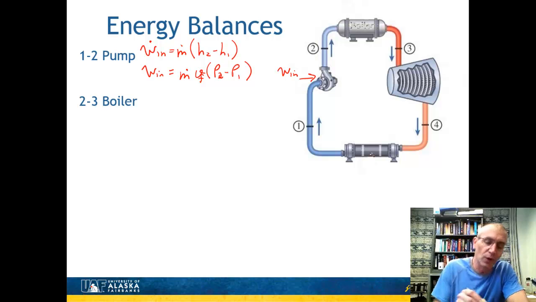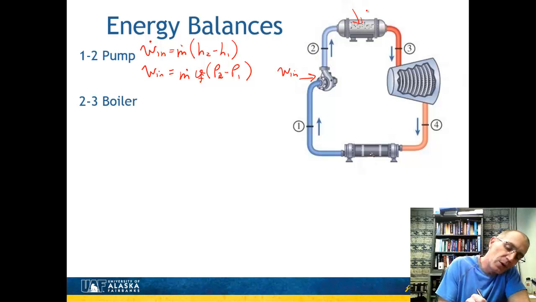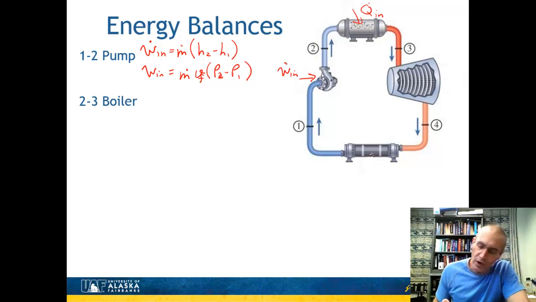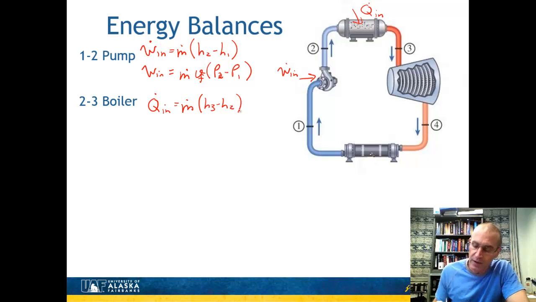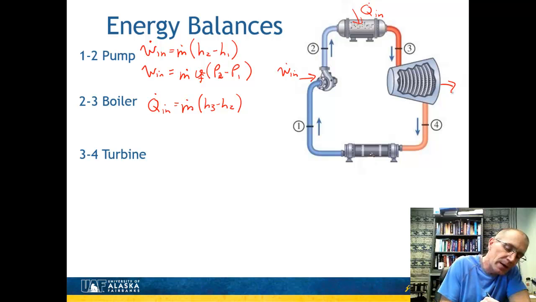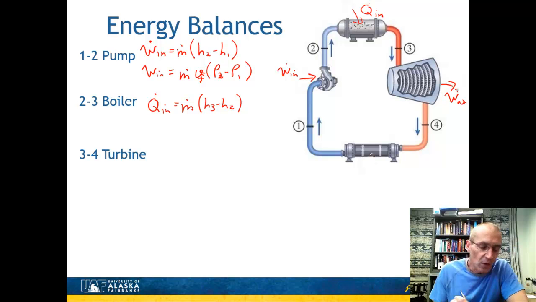Now let's go ahead and look at the boiler. The boiler's up here. This is going to have some heat going in. Again, we'll just talk about these all on a rate basis. So if we write the energy balance there, the energy that's going in, Q in, is going to be equal to the mass flow rate times H3 minus H2, which is the change in enthalpy. So there's the energy balance across the boiler. If we look at the turbine, the turbine is generating some work that is going out. And so we look at that.